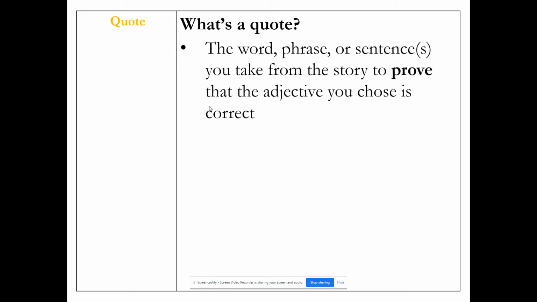We're going to look at quote next. So, what's a quote? Well, a quote is the word, phrase, or sentence you take from the story to prove that the adjective that you chose is correct. It's the evidence that grounds your paragraph. If you say the husband in the birthday party is proud, you need to find a word or phrase or a quote from the first paragraph that proves the husband is proud.